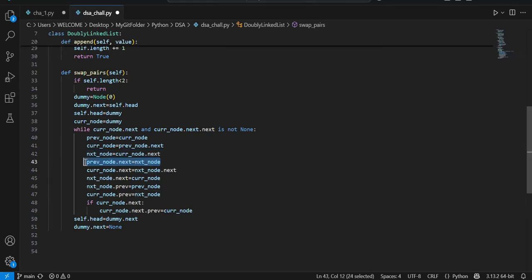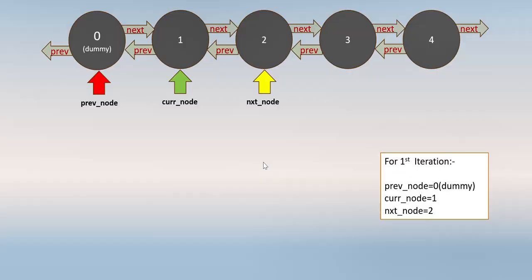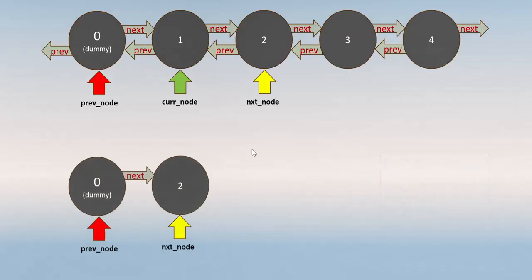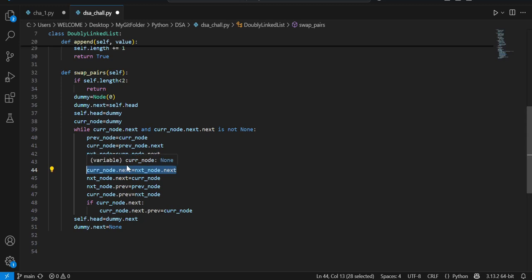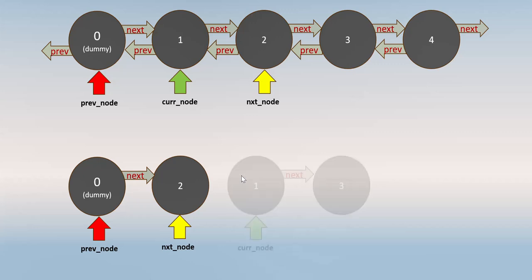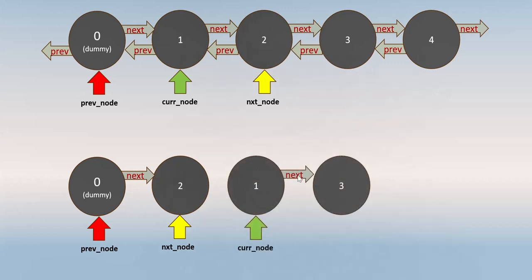So first what we are doing, previous node dot next equals next node. So 0 dot next equals 2. Right? So 0 will point to 2. Just replace the pointers with exact values, it will be easy to understand. Next what we are doing, 1 dot next equals 2 dot next. So 1 will point to 2 dot next, which is 3.